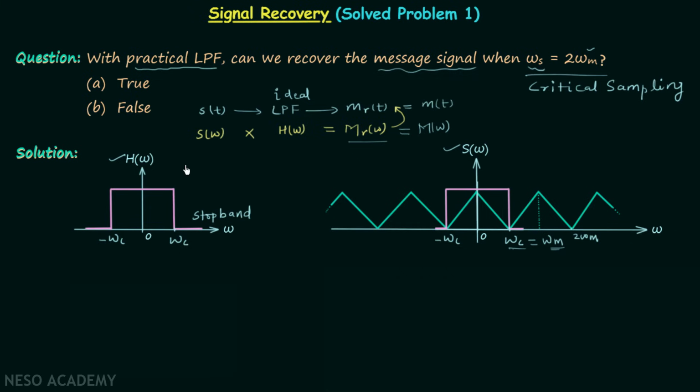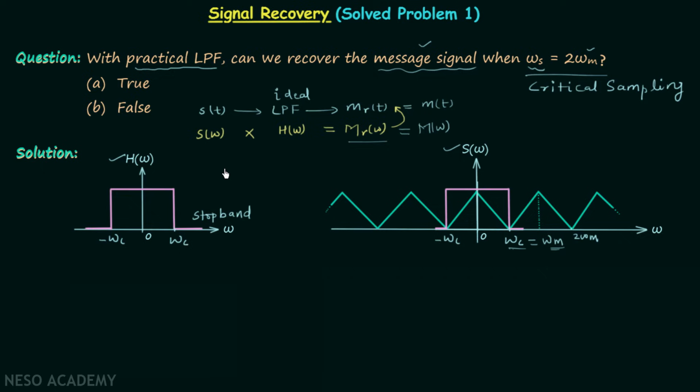So I hope this case is clear to you, that what we are required to do when there is an ideal low pass filter in the critical sampling case. We are required to keep our critical frequency equal to the maximum frequency component of the message signal, and when this happens, we can easily extract our signal back. But the question is asking about the practical low pass filter. It is not asking about the ideal low pass filter. So let's move on to the question.